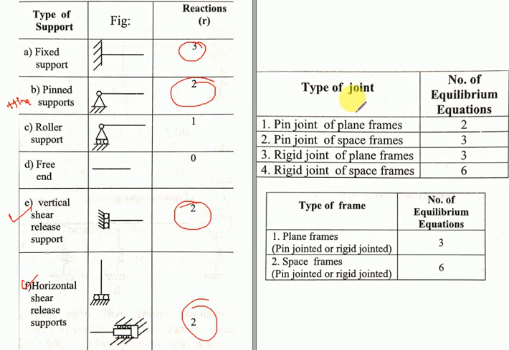Then coming to the types of joints, please make a note of these things. I will explain in the upcoming slides what the difference is between pin joint and rigid joint, and what the difference is between plane frames and space frames, everything. Please make a note of this chart. I'll come again and explain this chart after explaining what is pin jointed, plane, space, everything.